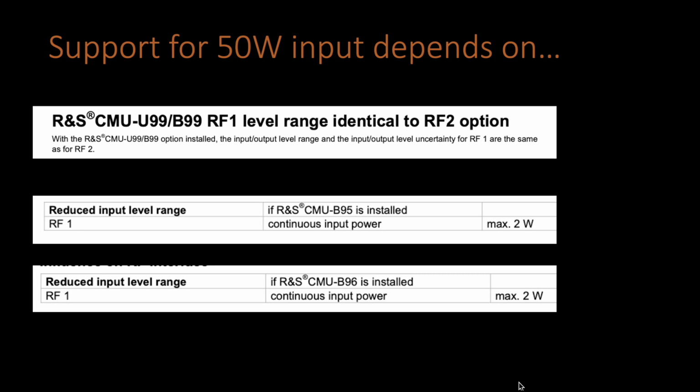First of all, there is a so-called CMU U99, or also called B99 option, and that option basically makes the level range of the first connector, RF1, identical to the one of RF2. And it basically says that the input-output level range and the input-output level uncertainty, so it is valid both for inputs and outputs, are made identical for those 2. We'll see that in a moment actually how that works out for the device.